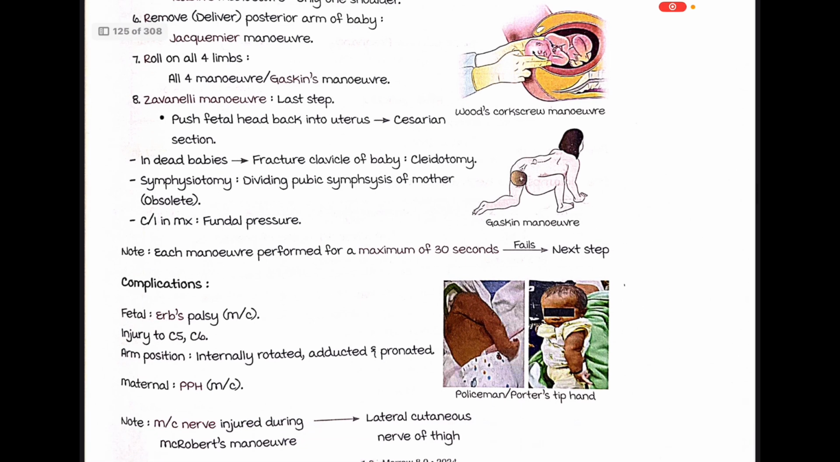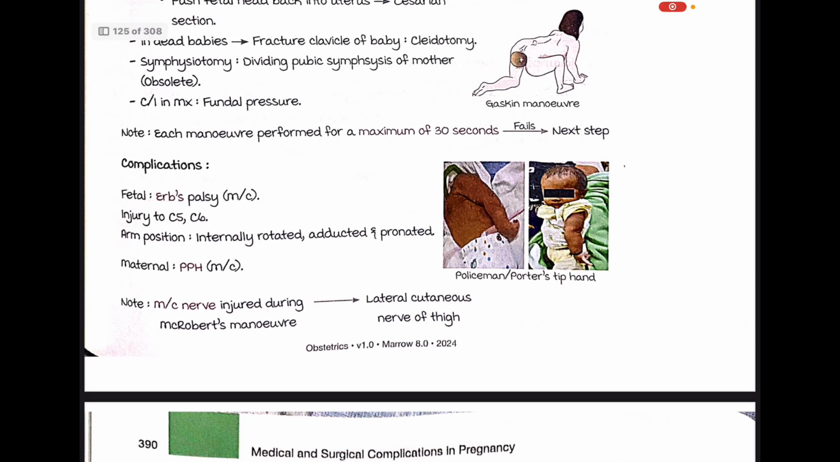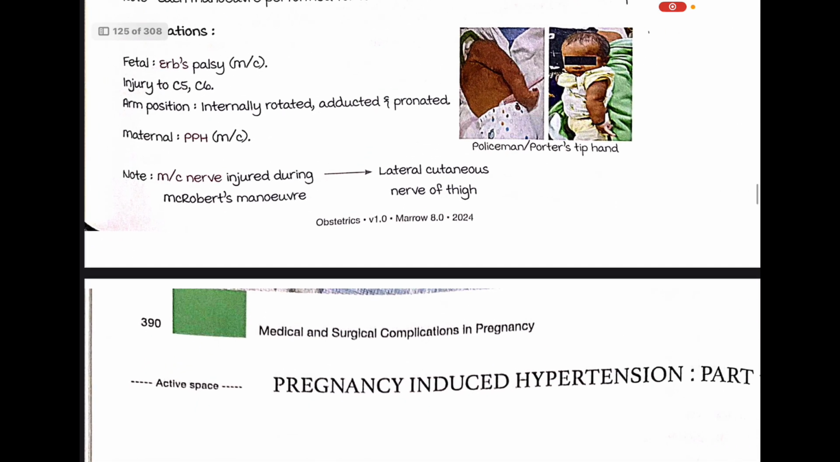Complications. Each maneuver is performed for a maximum of 30 seconds; if it fails, go to the next step. Fetal Erb's palsy is most common: injury to C5 and C6, with the arm internally rotated, abducted and pronated. Maternal postpartum hypertension is most common. Note: the most common nerve injured during McRoberts maneuver is the lateral cutaneous nerve of the thigh.